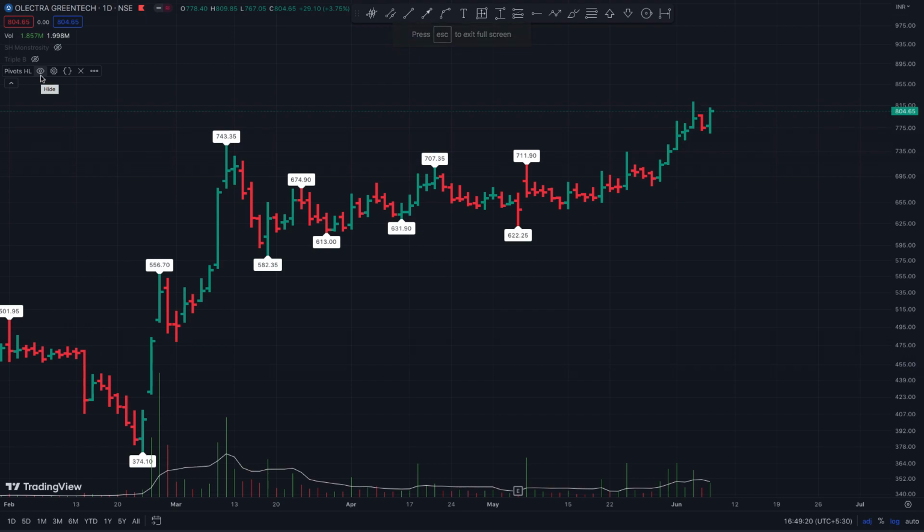So if you use this, it's an indicator freely available on TradingView. What it will do is mark for you the pivot high and pivot low, and then it becomes very simple, right? So you see this -22%, the same pivots which we marked.